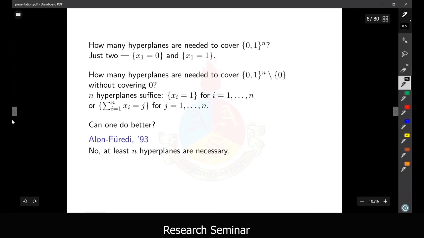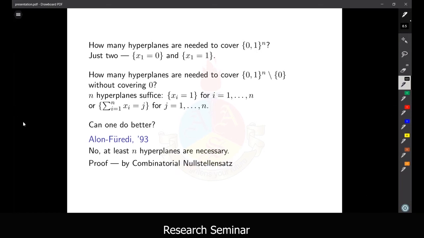And this is the answer from Alon and Füredi from '93, that exactly we need at least n hyperplanes to cover a hypercube. The proof uses something from algebra, which is called the combinatorial Nullstellensatz. It is a combinatorial version of Hilbert's Nullstellensatz theorem. It was introduced by Alon as a very useful tool for proving various results from number theory and combinatorics and also other fields of mathematics.